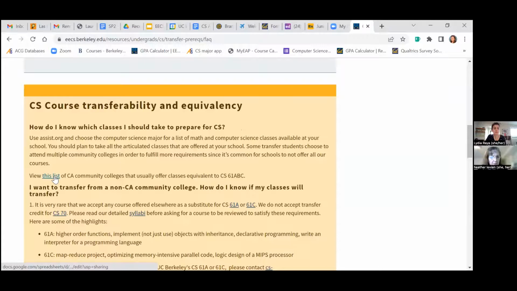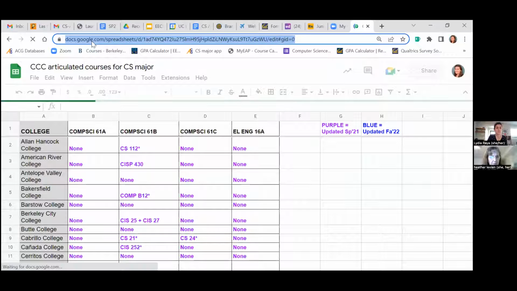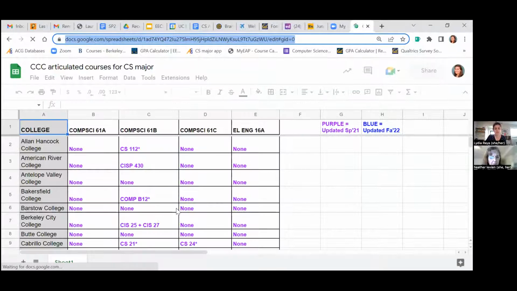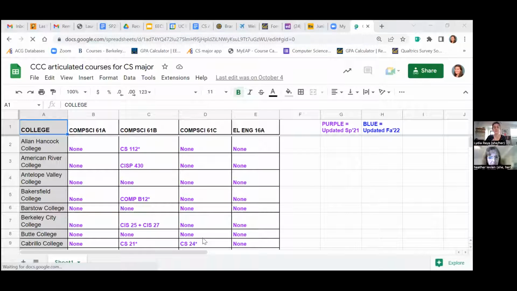This is the CS transfer website, by the way. So we have this chart here where we've gone through, this is basically Assist, but for the CS major. So this is going to show you where can I find a 61A equivalent? Where can I find a 61B equivalent, etc. Assist is great, but you have to go one by one by school.